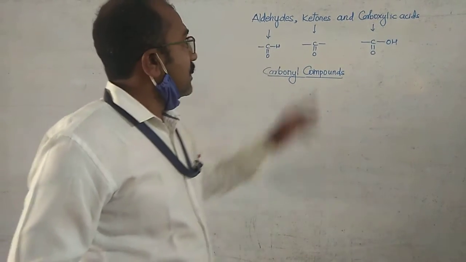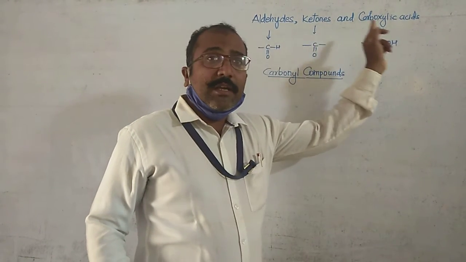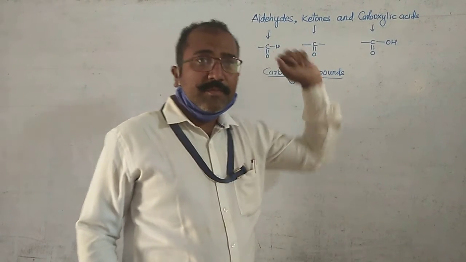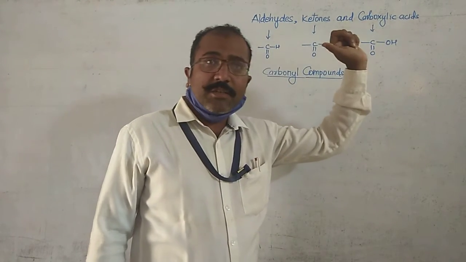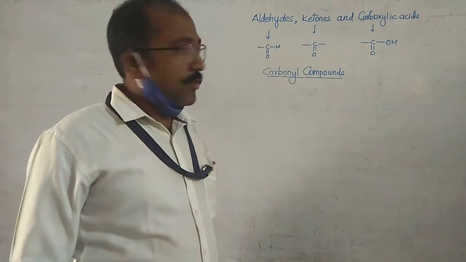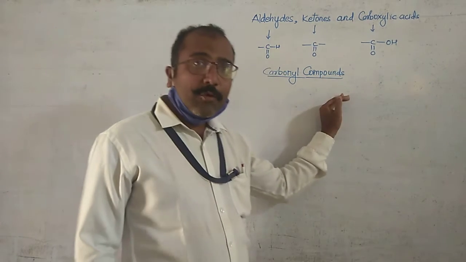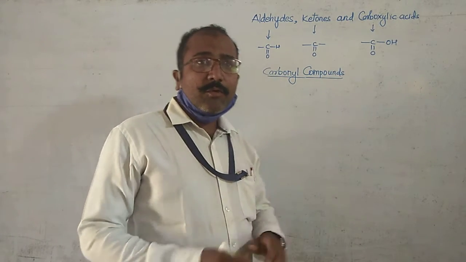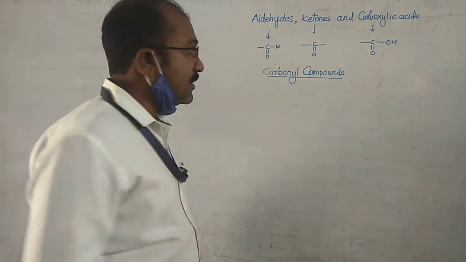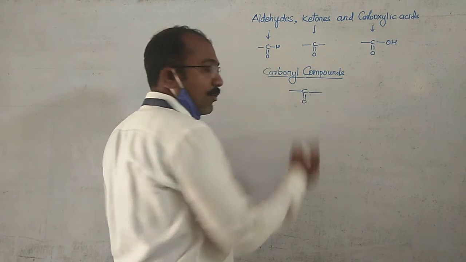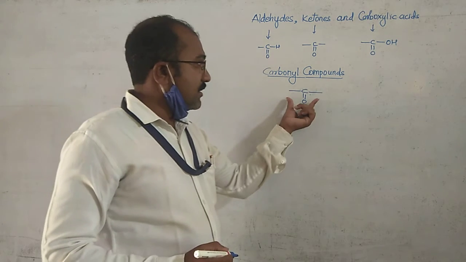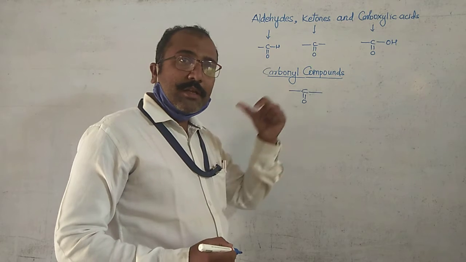Today's topic is aldehydes, ketones and carboxylic acids. Before dealing with the aldehydes, ketones and carboxylic acids, we must know what carbonyl compounds are. Carbonyl compounds are those compounds which contain a carbonyl group in their molecule. Carbonyl group means the C double bond O group in their molecule.